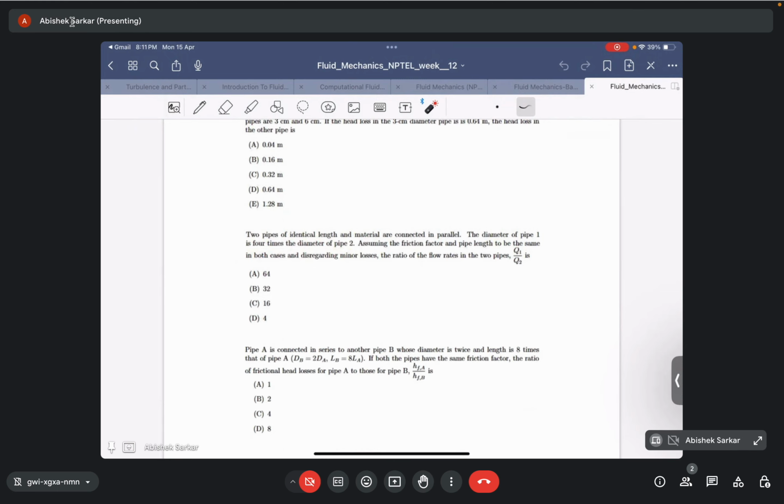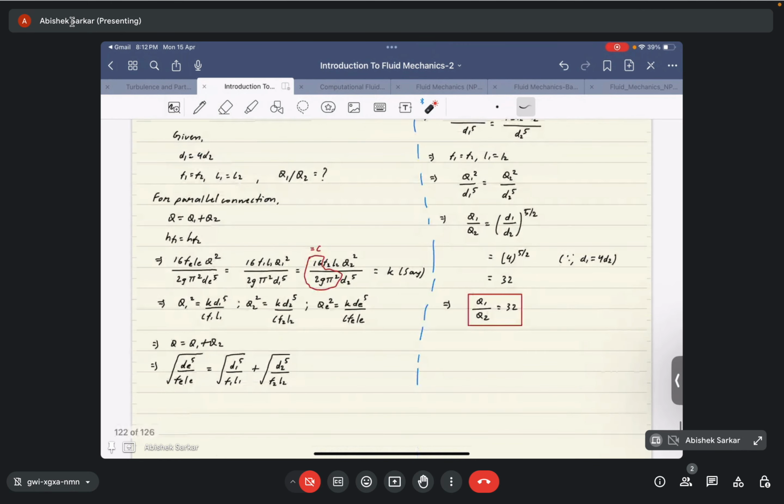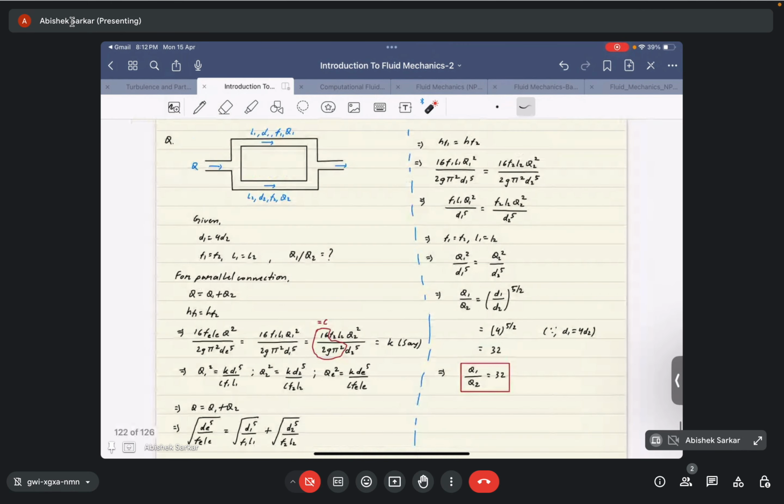Okay, so let me just go back. This is the solution that I have written. I mentioned that the diameter of pipe 1 is 4 times the diameter of pipe 2 in the junction, and the friction factor and the length of the pipes are the same. Then we are asked to find the ratio Q1 by Q2.